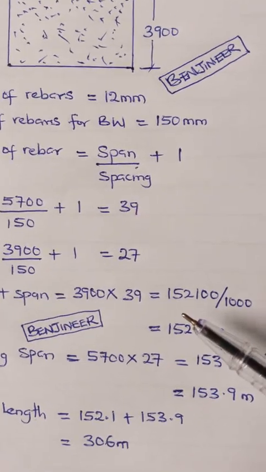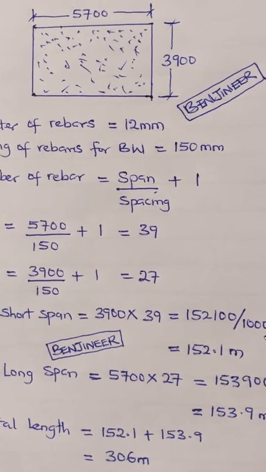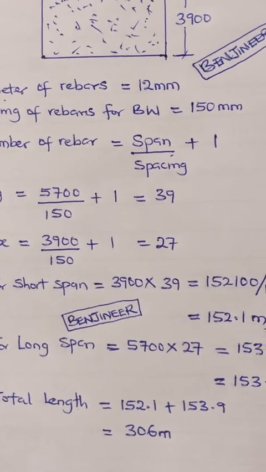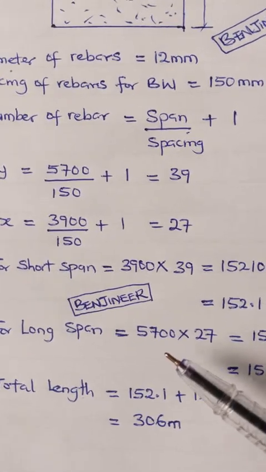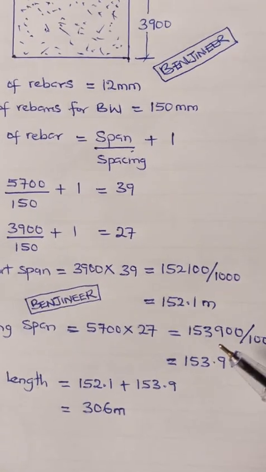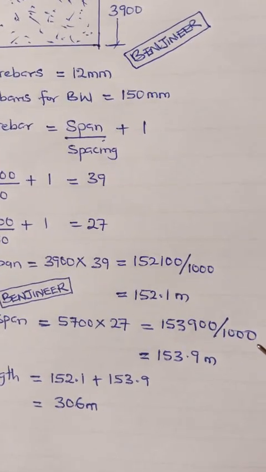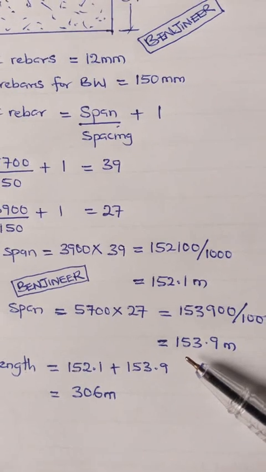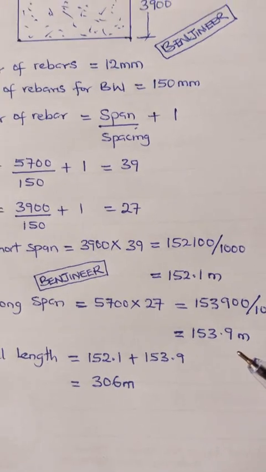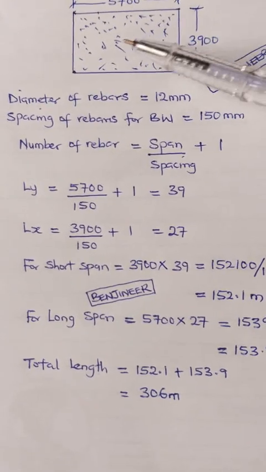So we have 152,100 millimeters. You convert it to meters by dividing it by 1,000, so we have 152.1 meters. For the long span, we have 5,700 times 27. That will give us 153,900. We divide by 1,000 to take it to meters, so we have 153.9 meters.